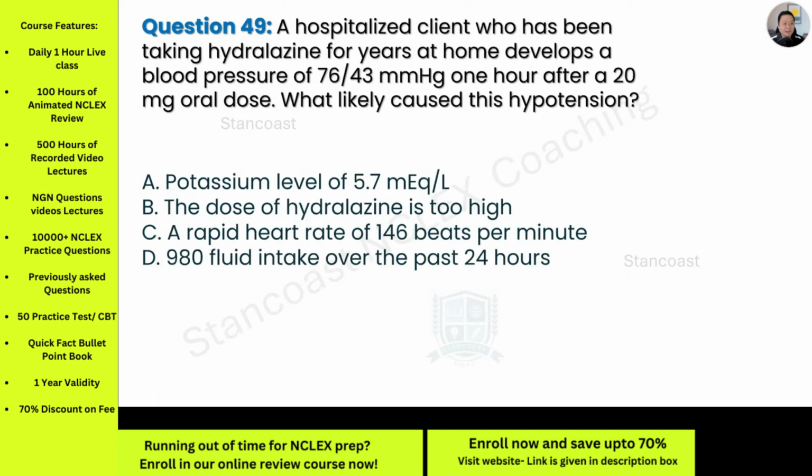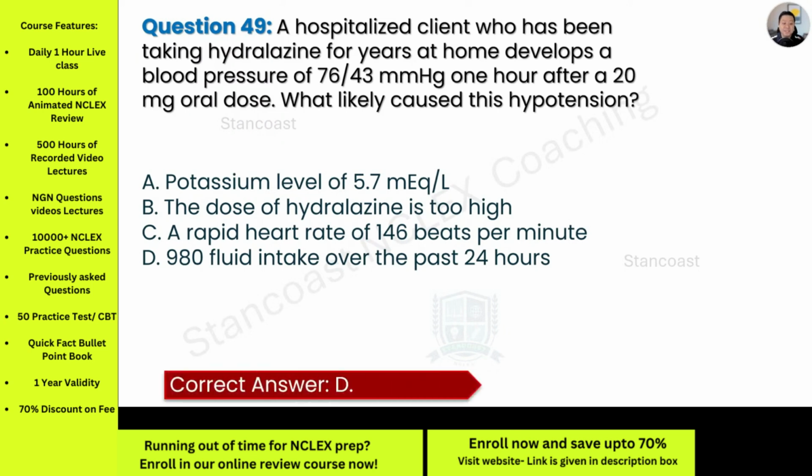Number 49. A hospitalized client who has been taking hydralazine for years at home develops a blood pressure of 76/43 mmHg 1 hour after a 20 milligram oral dose. What likely caused this hypotension? A, potassium level of 5.7 milliequivalents per liter. B, the dose of hydralazine is too high. C, a rapid heart rate of 146 beats per minute. And D, 980 mLs fluid intake over the past 24 hours. The answer is letter D.